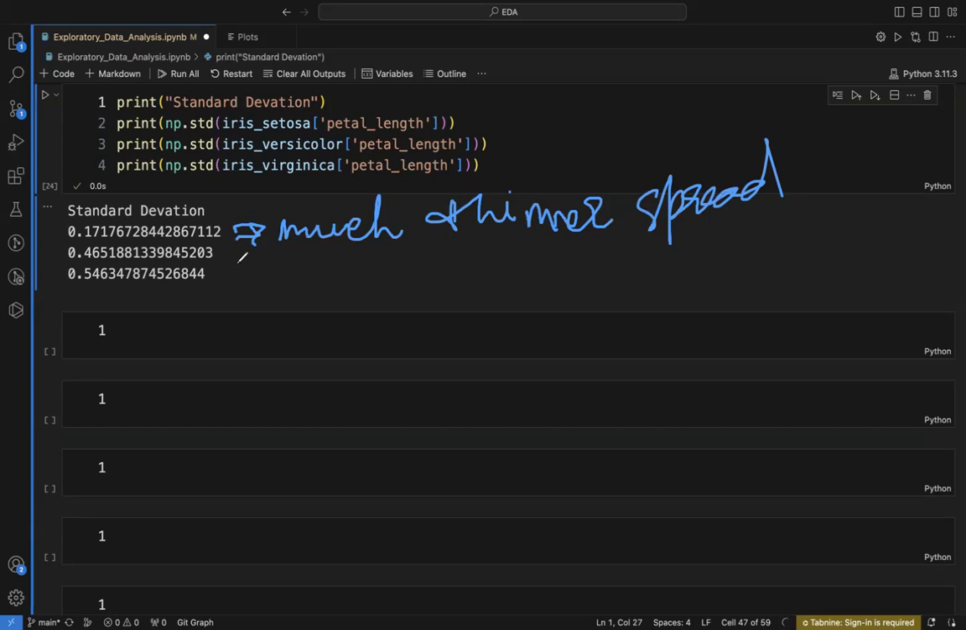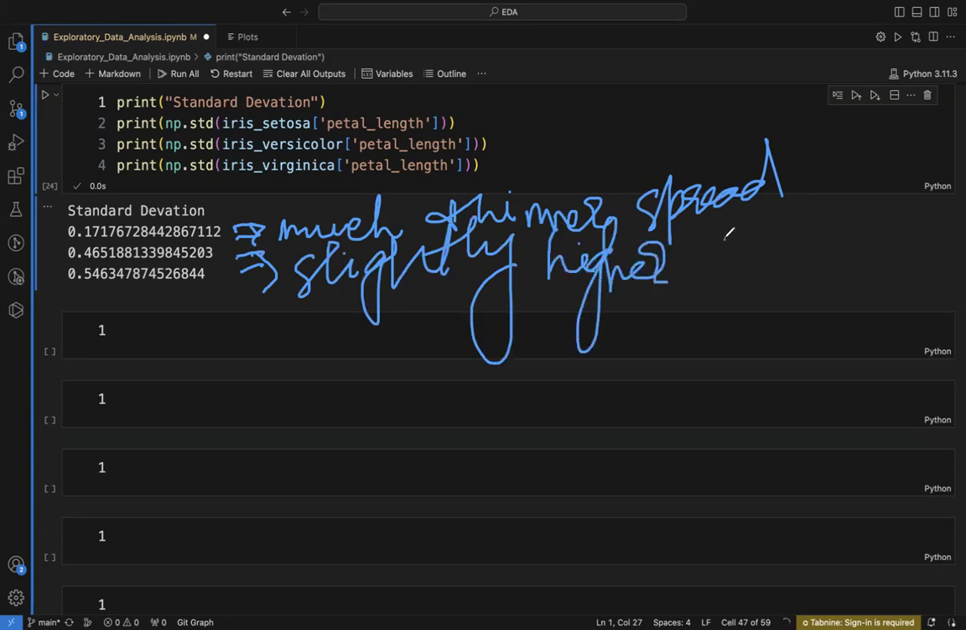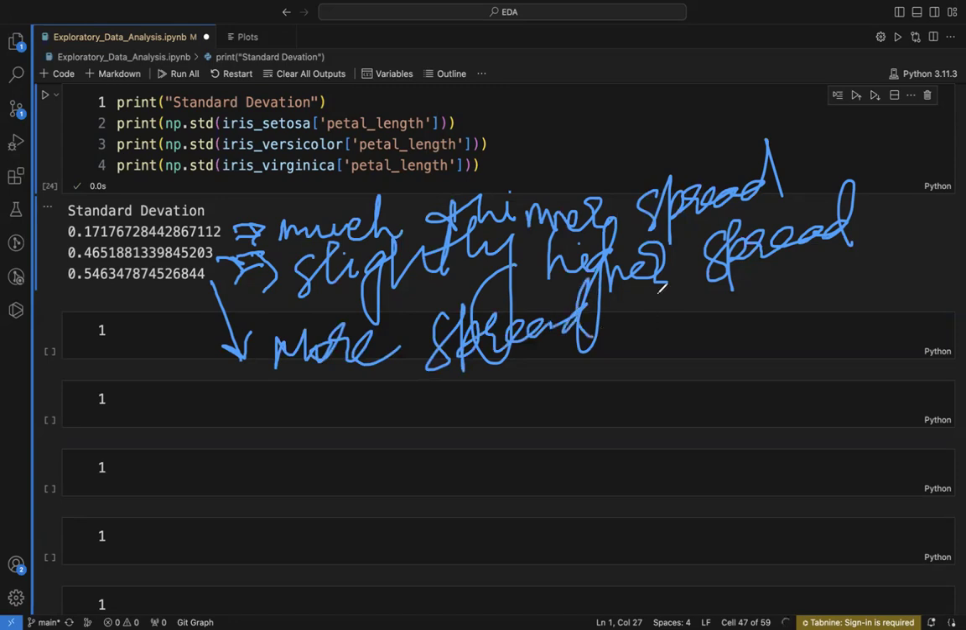While your versicolor has a slightly higher spread. This versicolor has slightly higher spread, and this Virginica has even still higher spread than this versicolor. This Virginica has more spread than versicolor.